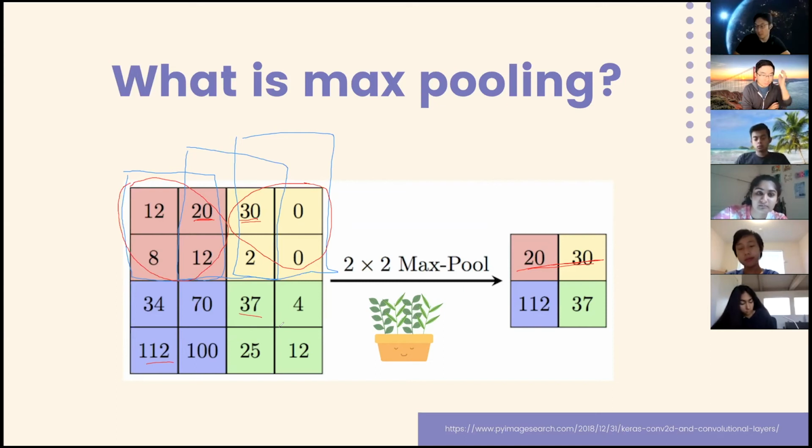This is, all the way from 4x4. Now we go to 2x2, right? We drastically reduced that dimension. At the same time, we preserved maybe the strongest signal, okay?